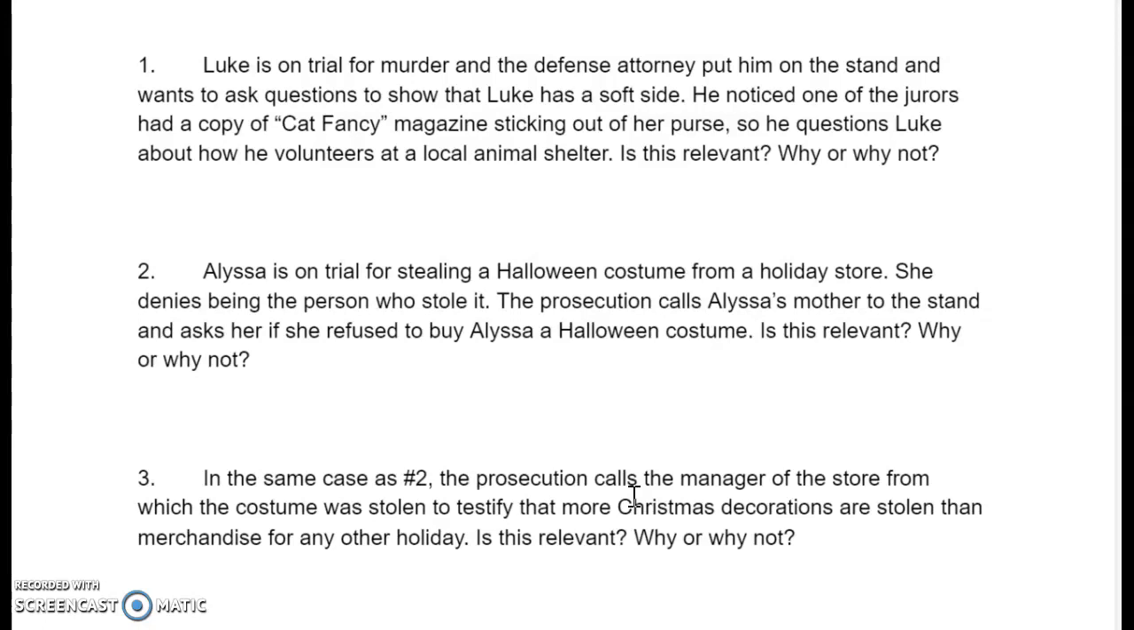Her mom refused to give her money, so it tends to make it more likely that she did steal the costume. Now, I know some of you are thinking, well, that's not true because my mom tells me all the time that I can't have money for things. This isn't proving Alyssa stole the costume, all right? But this is evidence that shows it is more likely that she stole the costume, that she wanted a costume, that she was denied the ability to purchase one.